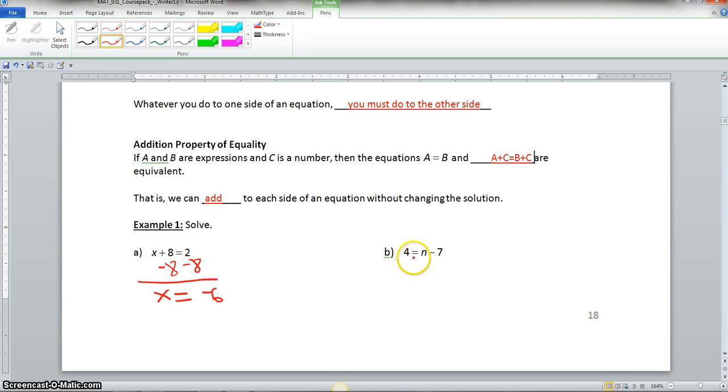Now we look here at B. We have 4 equals n minus 7. We're still trying to get this variable by itself. So we notice that we have a minus 7 with the n. So we would add 7 on both sides of the equal sign. So you have 4 plus 7 is 11 equals. We'll bring down our n, and a minus 7 plus 7 is 0. So this is our final answer.